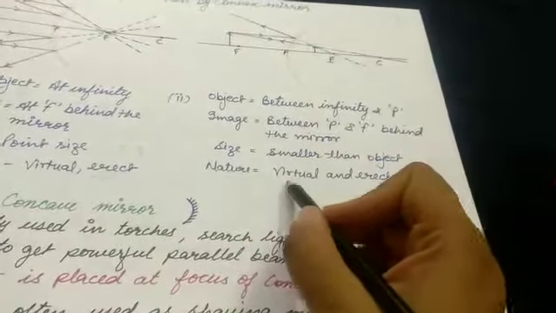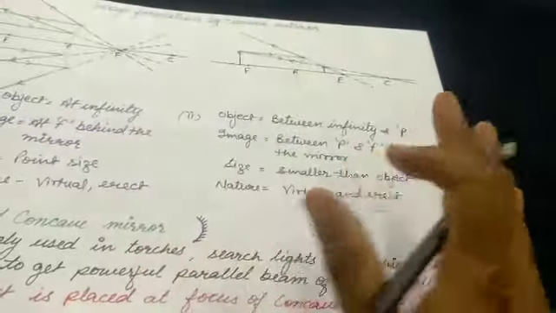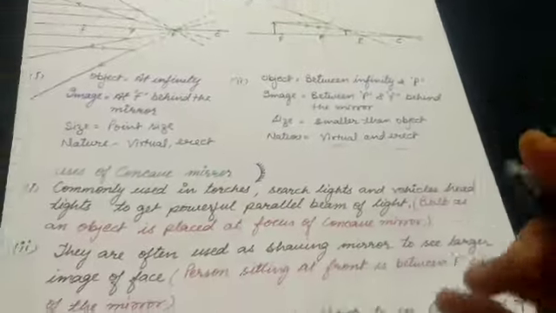So the image formed is virtual, and virtual images are always erect. We cannot get them on the screen.